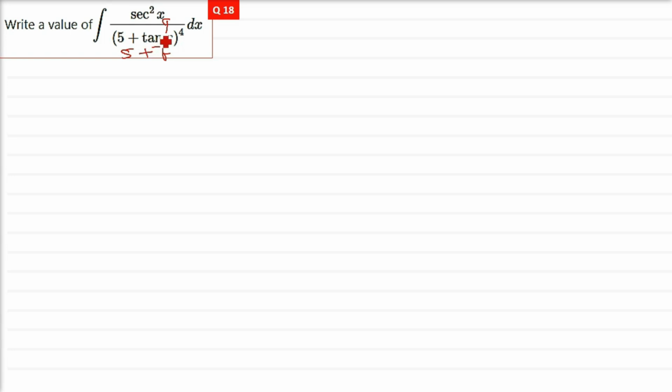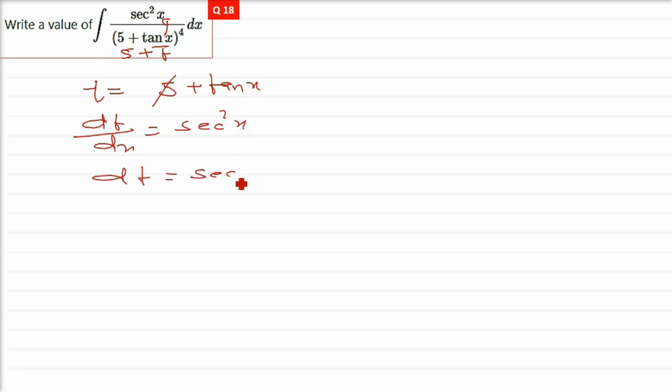And please remember, we'll not take tan x equals t, because the 5 added is just a diversion tactic by the examiners. If you take t equals 5 plus tan x, differentiation will eliminate this 5, only sec square x will come. So dt will be equal to sec square x dx. So the numerator, directly you can take dt.